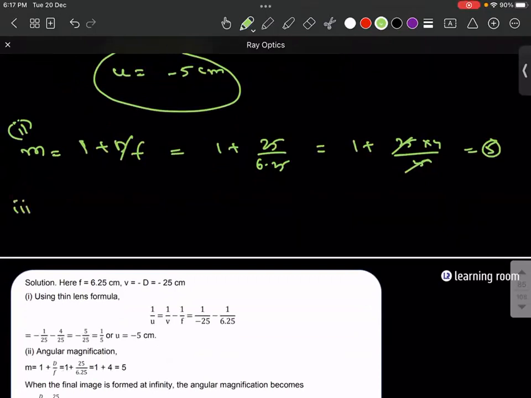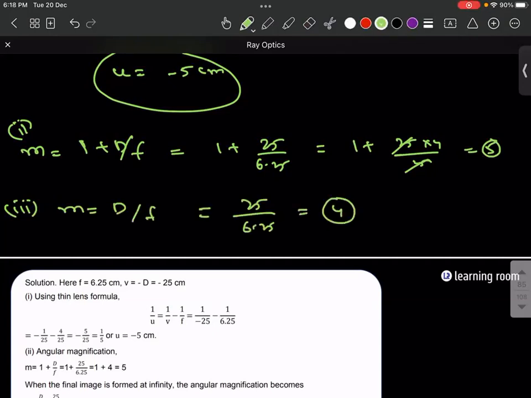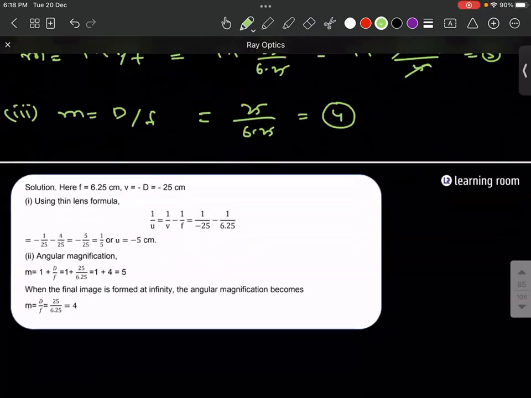Similarly, when the image is formed at infinity, M will be equal to D divided by F. 25 divided by 6.25. Answer will be 4. 5 minus 1 is going to be 4.